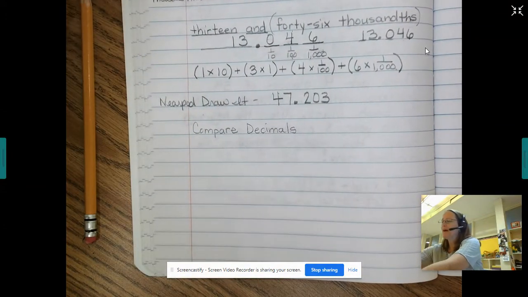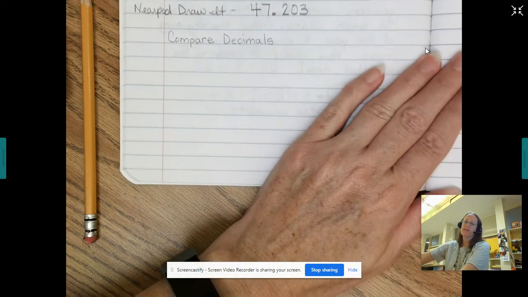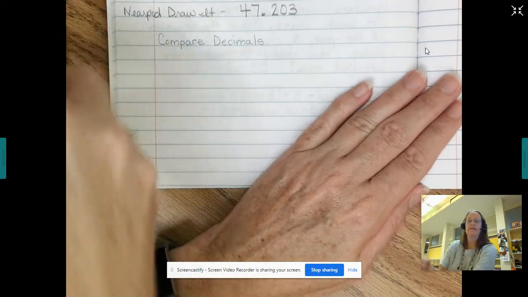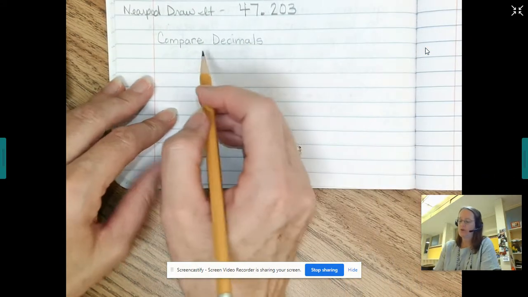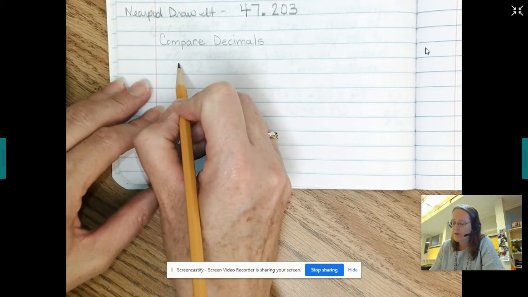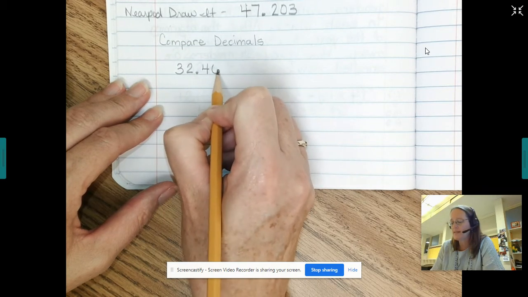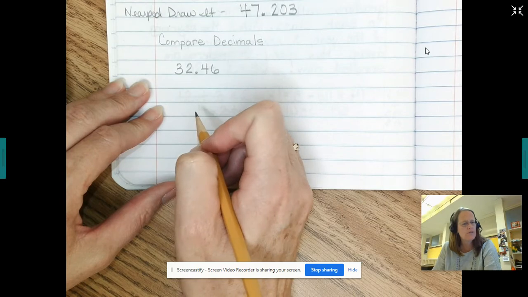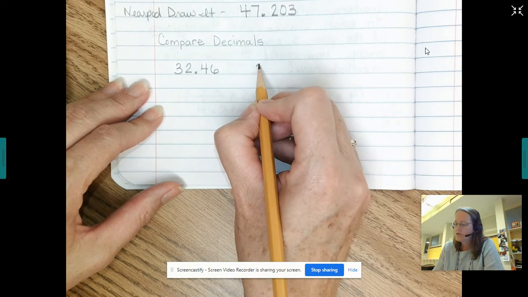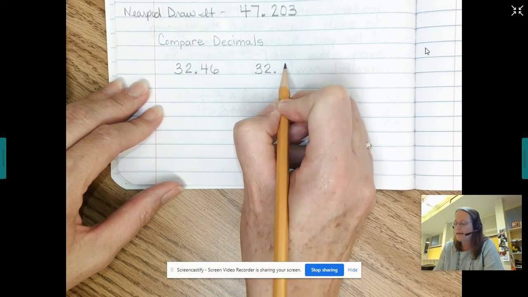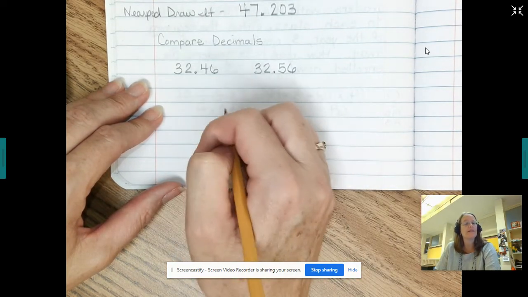Let's talk for a minute about comparing decimals. One of the most important things that we had talked about earlier was comparing the same place value. So, if I want to compare the numbers 32 and 46 hundredths to 32 and 56 hundredths, I would need to compare the same place value.